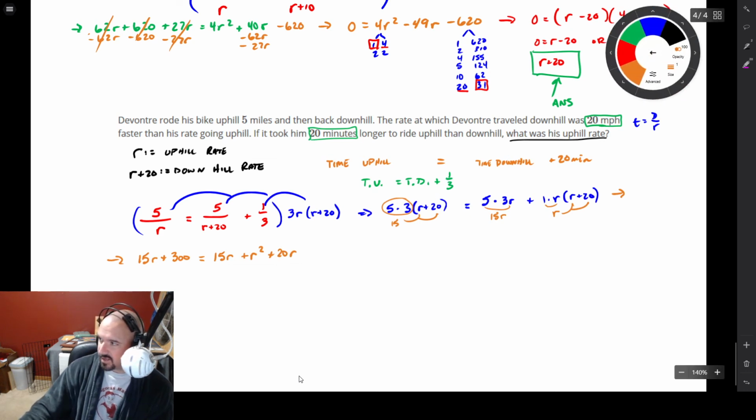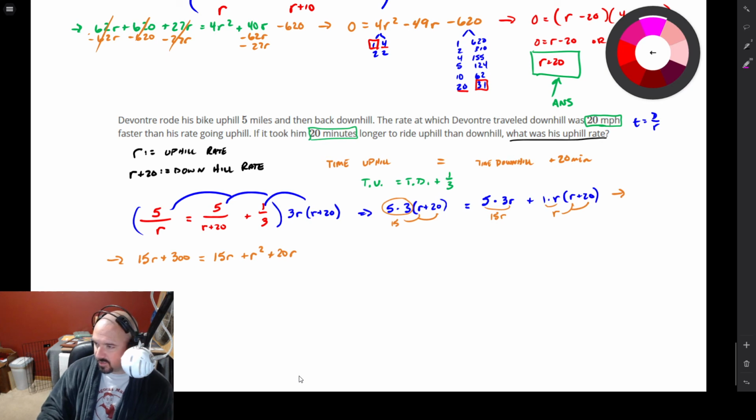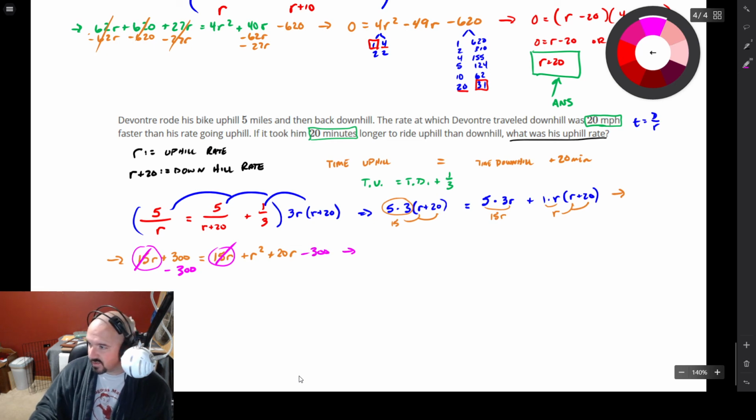Now, I can't, unfortunately, well, that would be nice, wouldn't it? I can't get rid of my r squared, so I'm going to move everything over. But the fun part of this is, even though I can't move r squared, I can notice that I have a 15r on each side, so that when I subtract them, they're going to end up eliminating one another. So those are going to go to 0. So I just have to worry about moving over the 300. That's going to give me 0 is equal to r squared plus 20r minus 300.